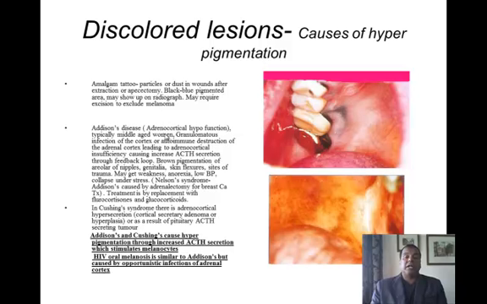Addison's disease, which is an adrenocortical hypofunction, typically occurs in middle-aged women. Granulomatous infection of the cortex or autoimmune destruction of the adrenal cortex leads to adrenocortical insufficiency, causing an increase in adrenocorticotropic hormone secretion through the feedback loop, if you remember back to your physiology.